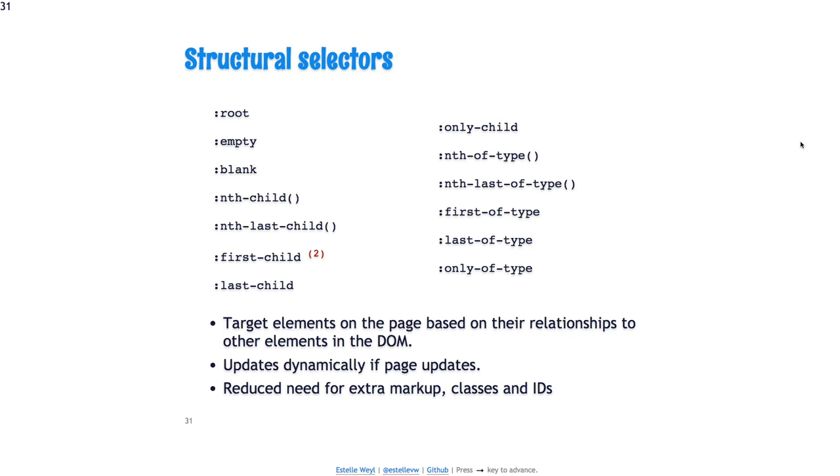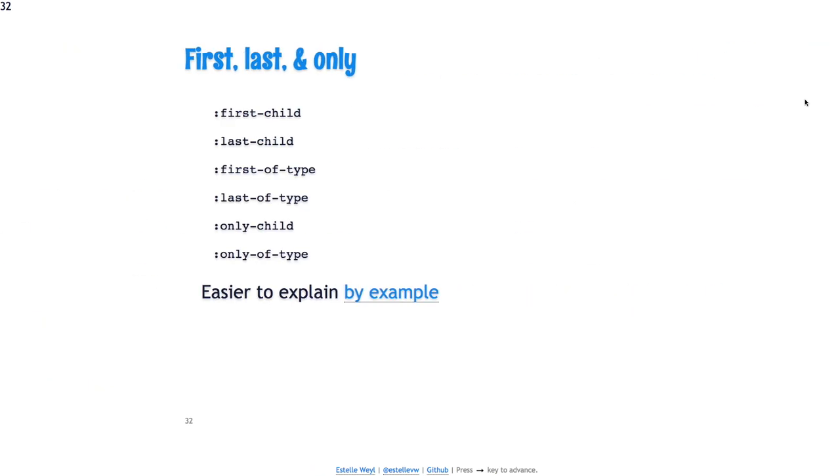Basically, all of these define elements based on their relationship to other elements within the DOM. And if you update the DOM, like if you add a row to a table, it updates automatically. You don't have to change classes. A lot of those are a little bit confusing, so I'm going to go over these six by example.